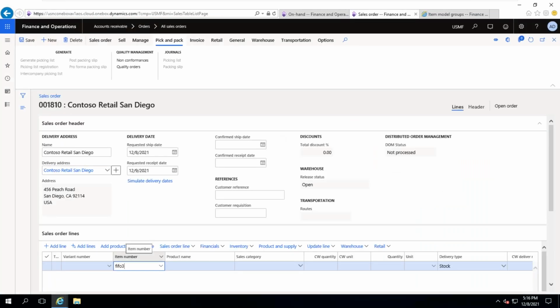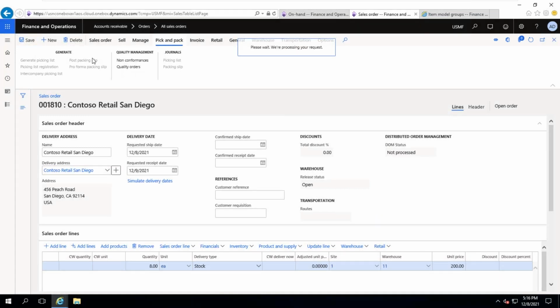FIFO 3, 8 quantity I am dispatching at the rate of 200. Now I'm doing the packing slip. Pick and pack tab, generate area page, post packing slip.